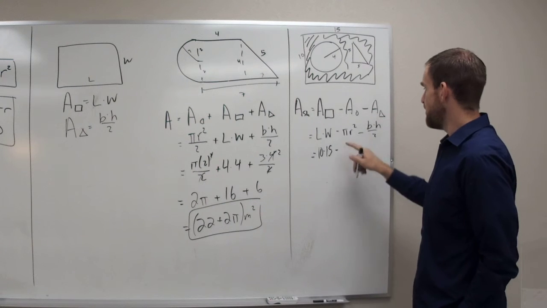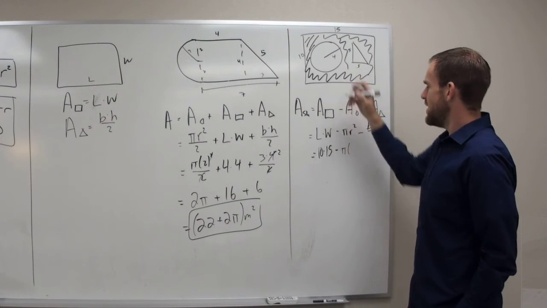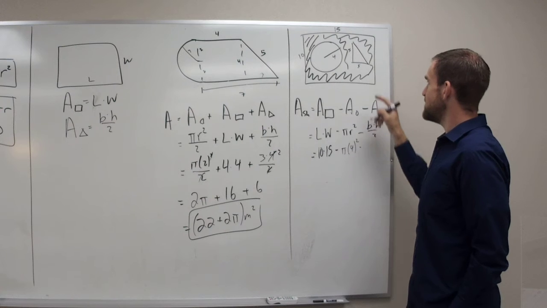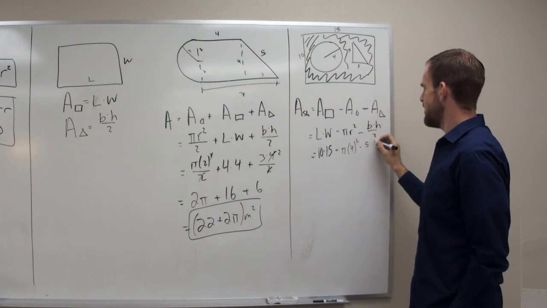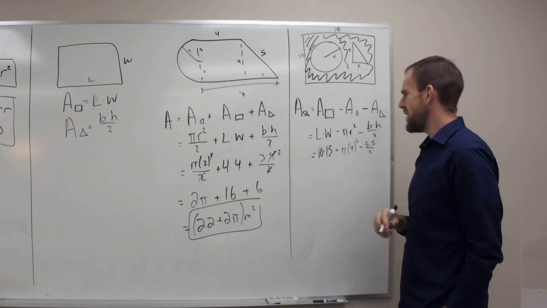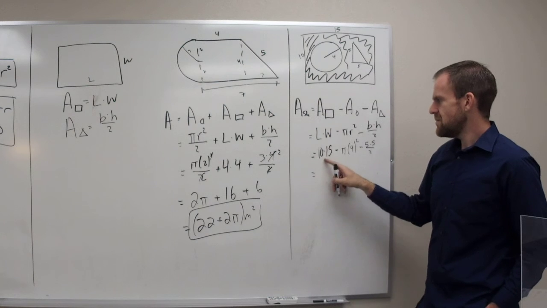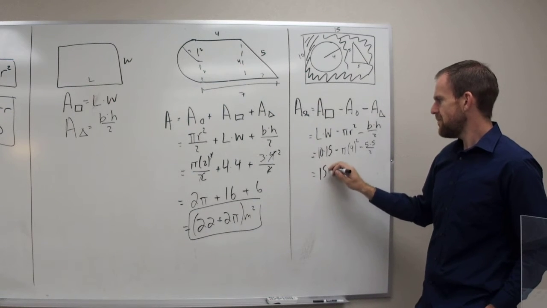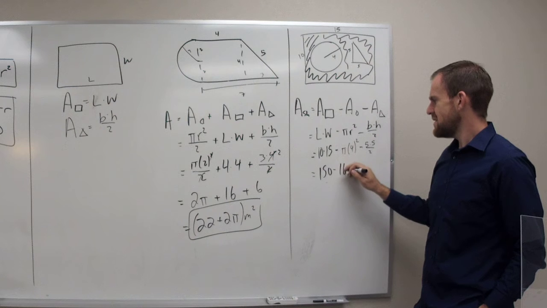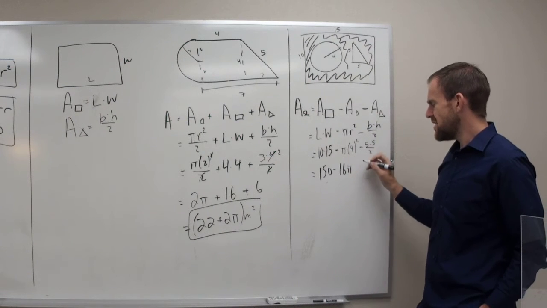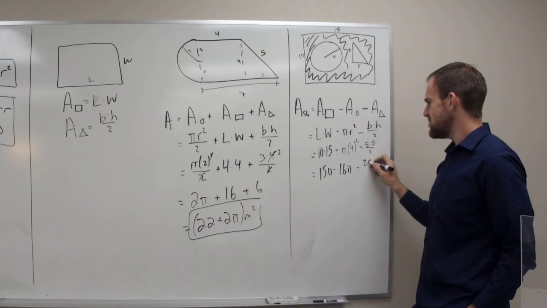That's it, done. Pi r squared, pi, radius is 4 squared, minus base times height, 5 times 5, divided by 2. Cool, we're going to have fractions, that's fine. 10 times 15 is 150. 4 squared is 16 pi, or times pi. 25 halves is 25 halves.